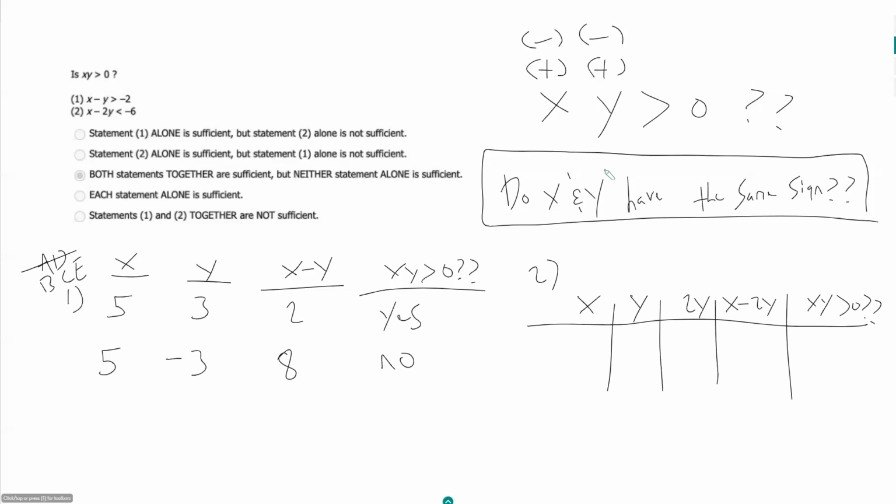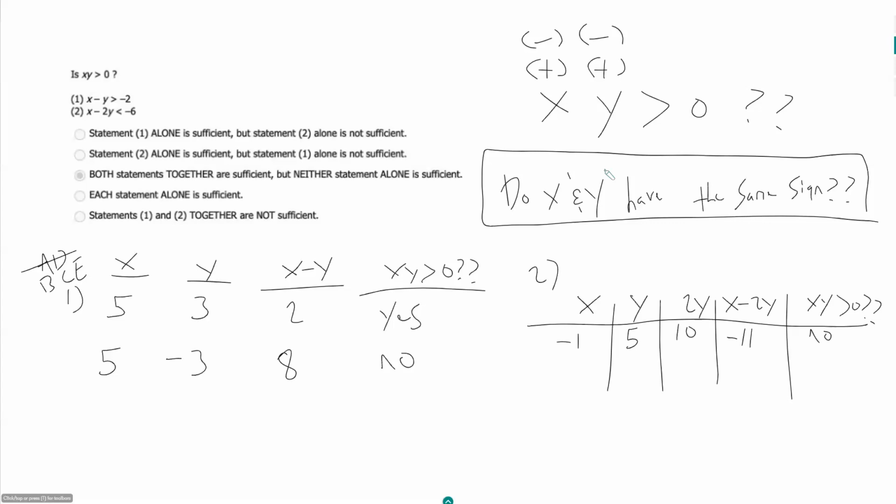I can make x negative and then subtract a positive from it. So let's say x is negative 1 and y is 5. Then 2y should be 10. And so I got negative 1 minus 10, which should be negative 11. And in this case, x and y have different signs. So this would be a no to our question.